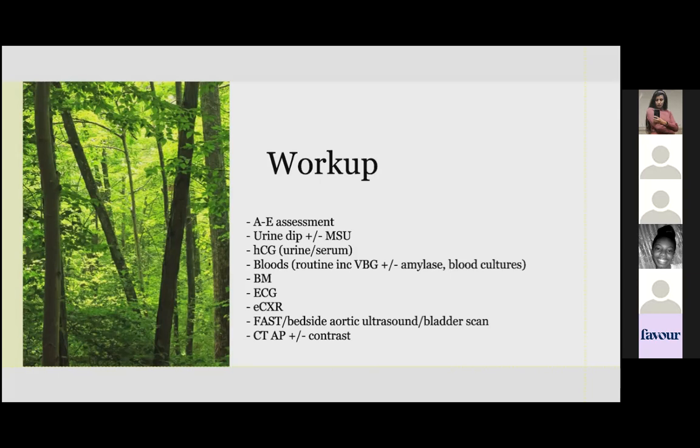So in terms of your general workup for a patient with acute abdominal pain, like every unwell patient, you need to do an A to E assessment. Urine dip is essential. With this, we can look for signs of a urine infection. If there's blood in the urine, this can be indicative of a ureteric stone, like I said before.